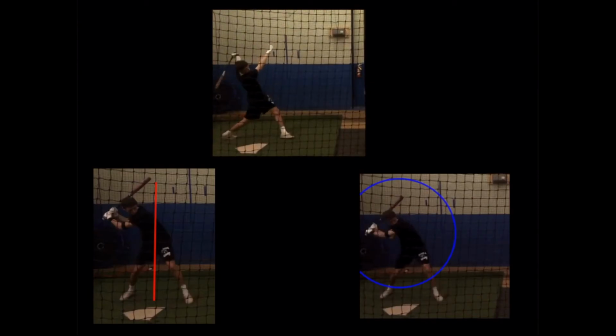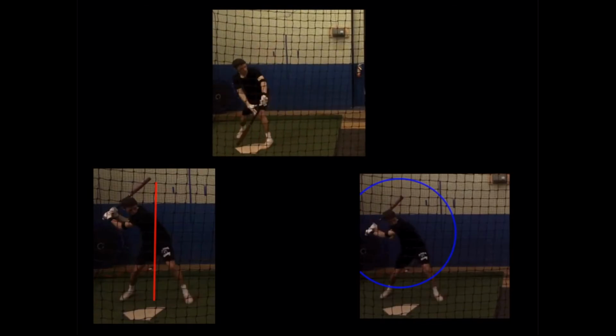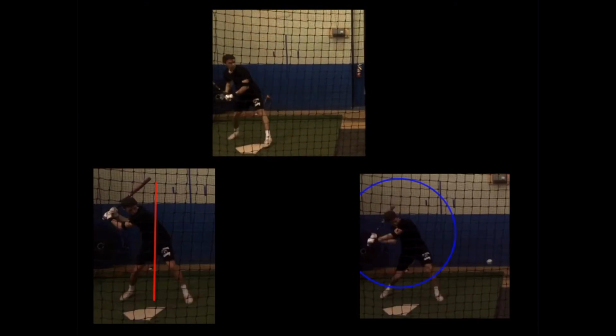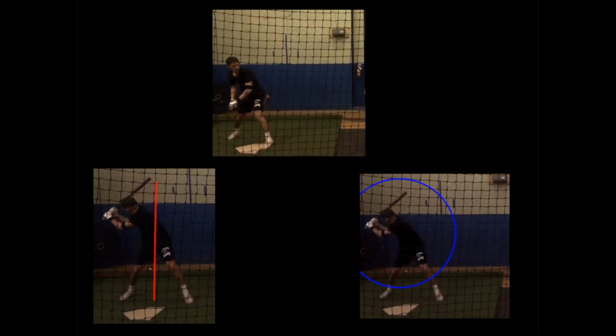Ideally, our hitter will stay on this line from the middle of his body all the way through his spine and up through the top of his head. This would illustrate good balance and posture as he rotates through the ball.